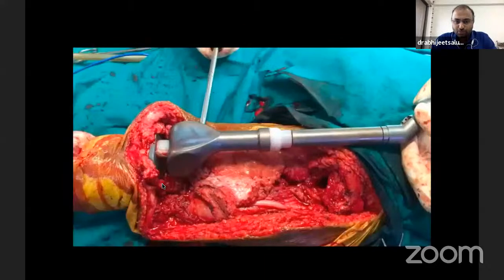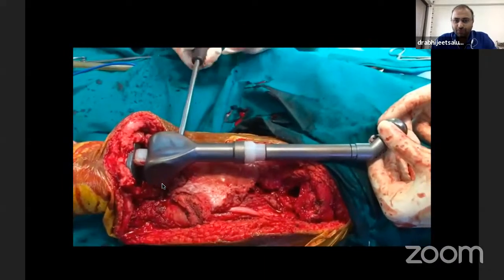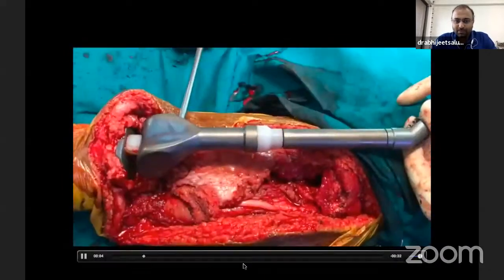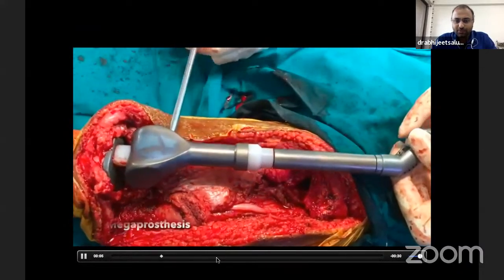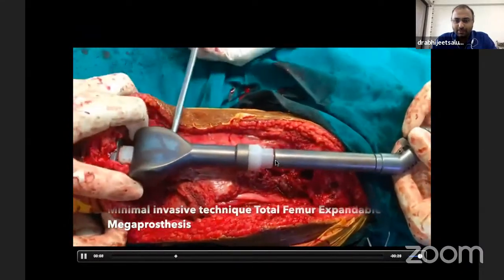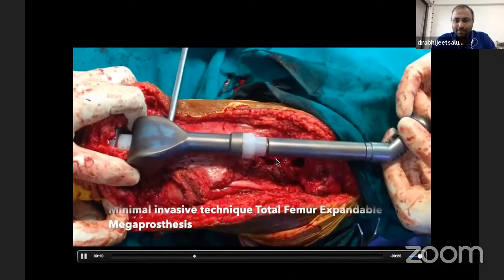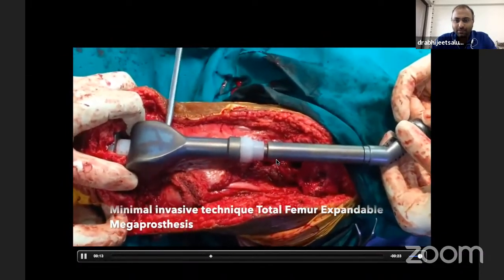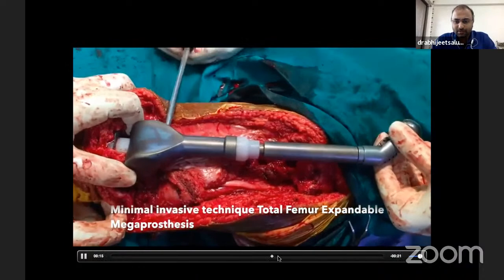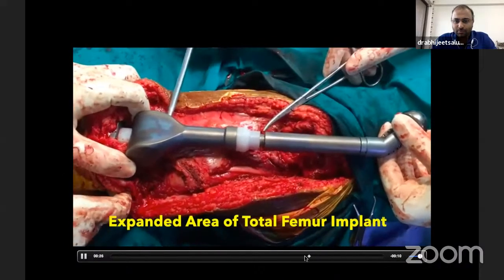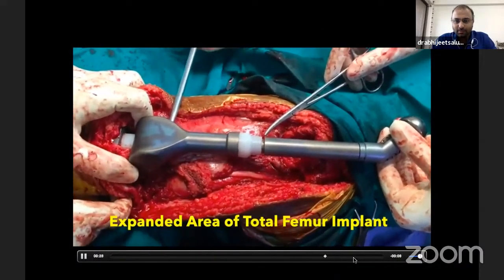Here is a small video showing what a total femur expandable prosthesis is. We are turning the threads of the screw, and the center part is expanding. So this is a minimally invasive type of expandable megaprosthesis. This is the expanded area we can see here.